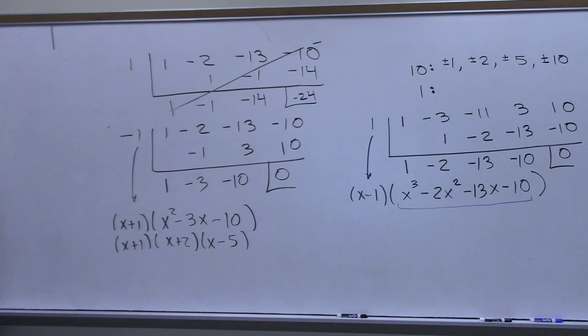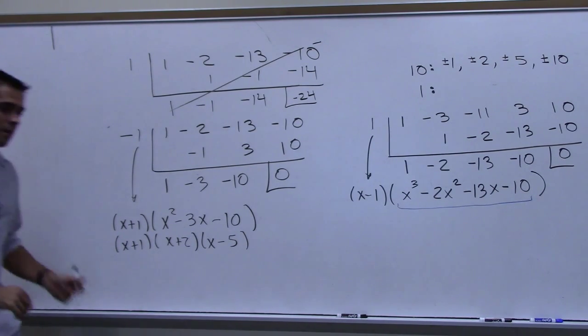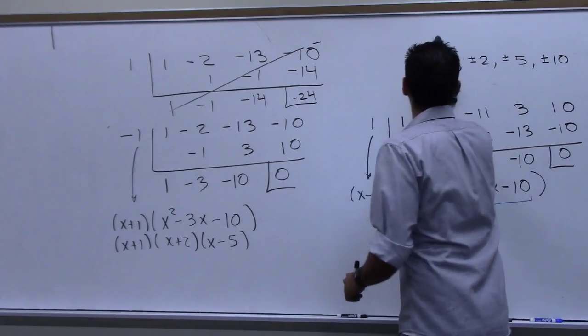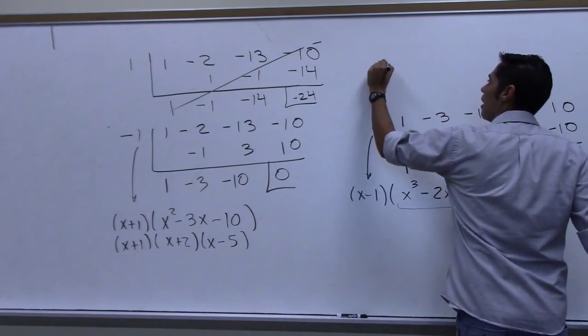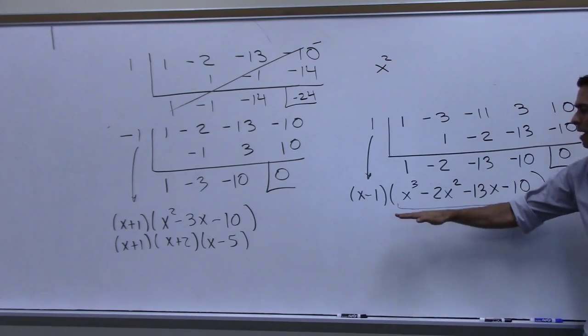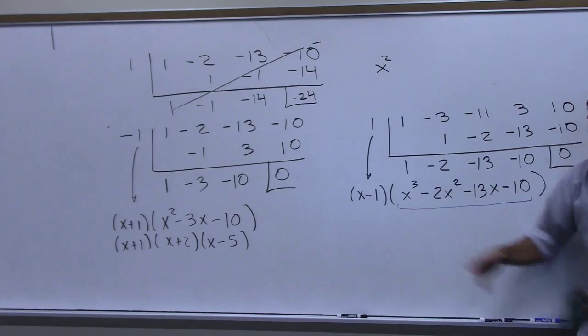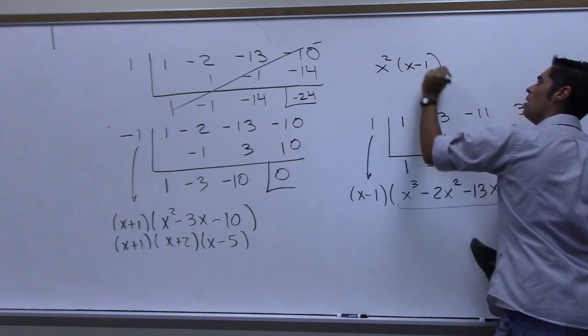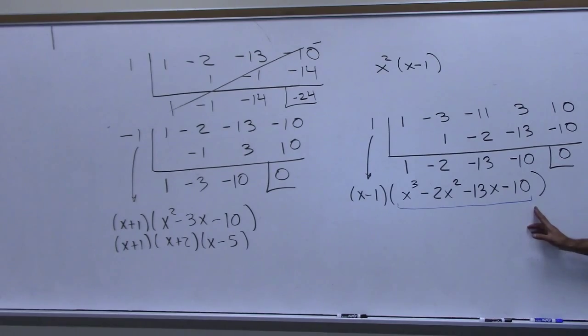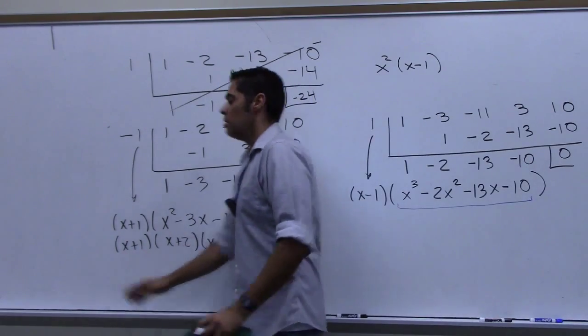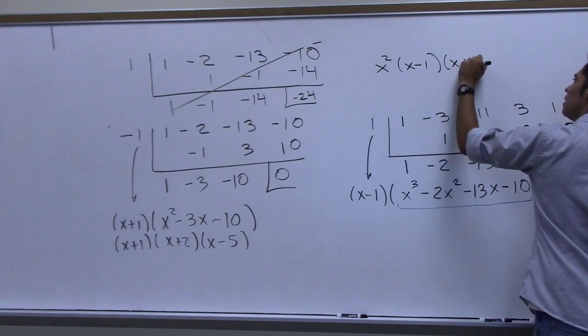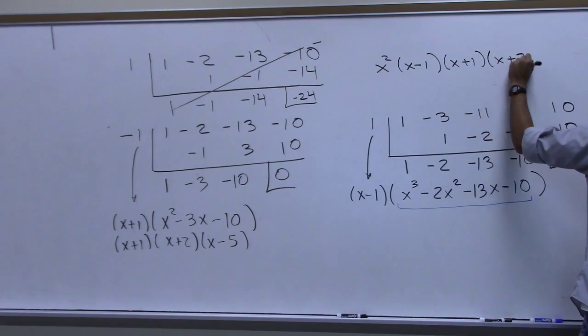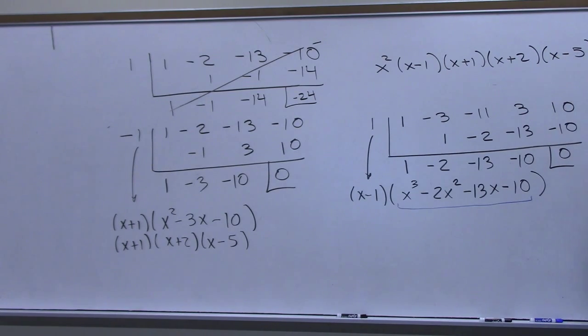All right, are we ready for a final answer? Oh, yeah, everything else, right? We have to make sure we go back and get everything, all right? So where did we start? We started by factoring out an x squared. Then we got to this line, right? We had an x minus 1. All of this junk right here just turned into these three, didn't it? So we have x plus 1 times x plus 2 times x minus 5. That's the answer.